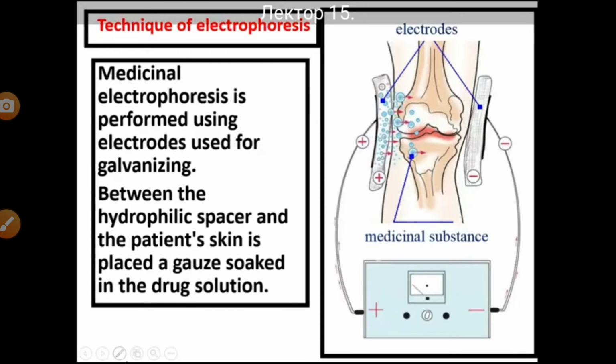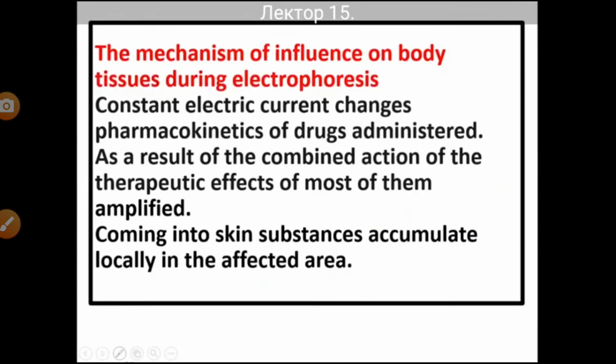Finish draw, finish write, next slide. Next. Look at the screen. The mechanism of influence on body tissue during electrophoresis. All this information by the mechanism of influence on body tissue during electrophoresis, you write in your copybook, please.